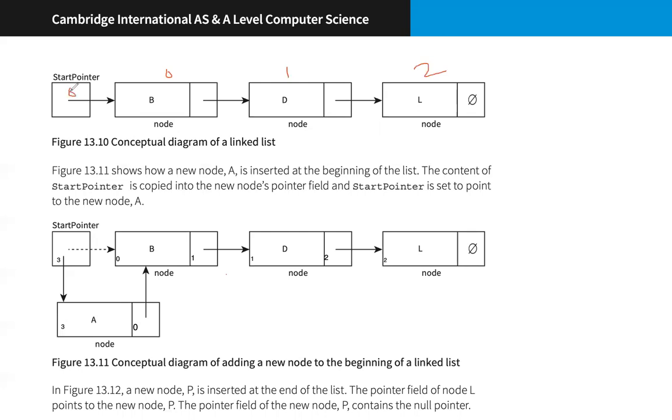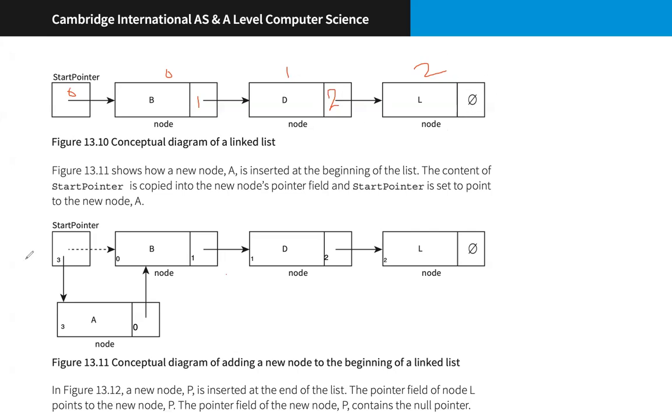Start pointer says 0. Why? Because it's pointing towards the 0th node. The 0th node is the first node. In the 0th node, the pointer value has 1 in it. What that means is that the 0th node is pointing towards 1 as its next node. The first node is pointing towards 2 as its next available node, and the second node is pointing towards nothing because it's ending here. This is my last one.